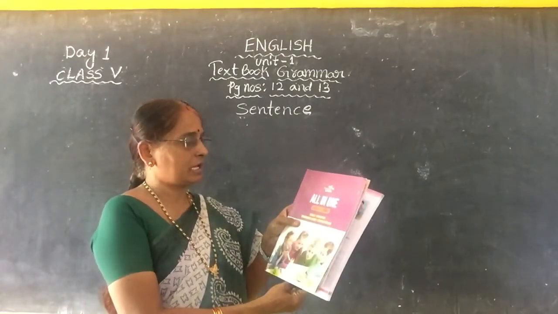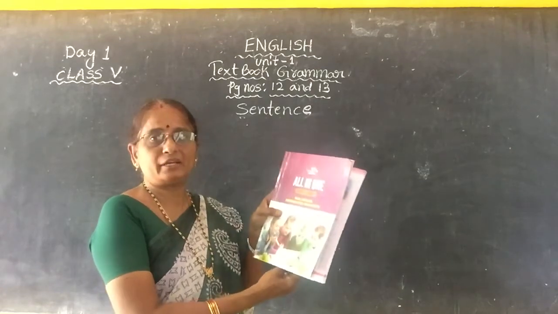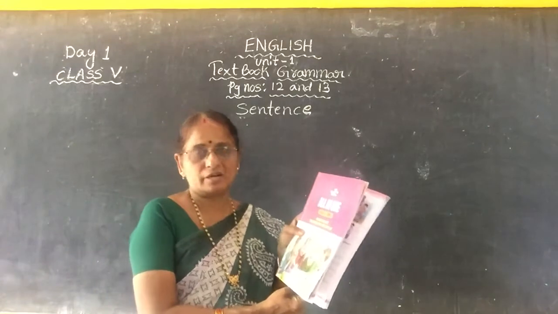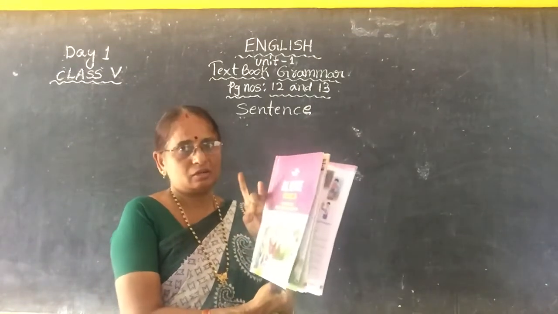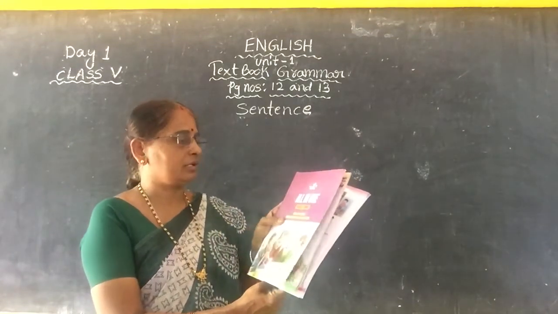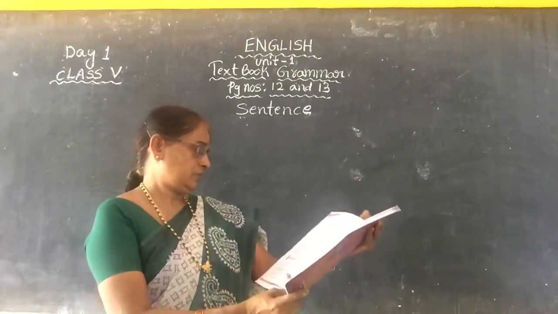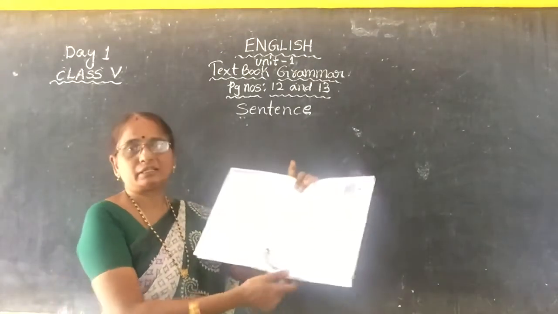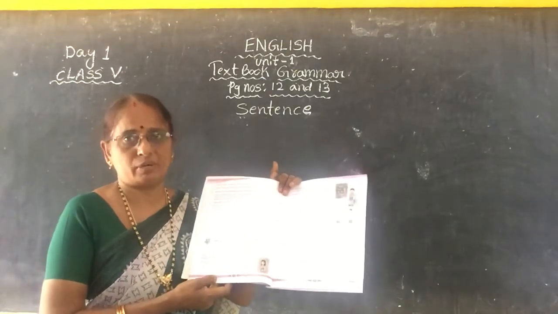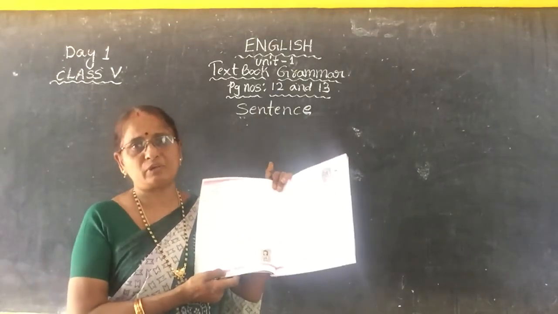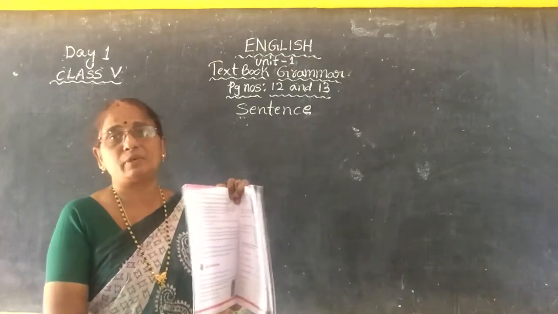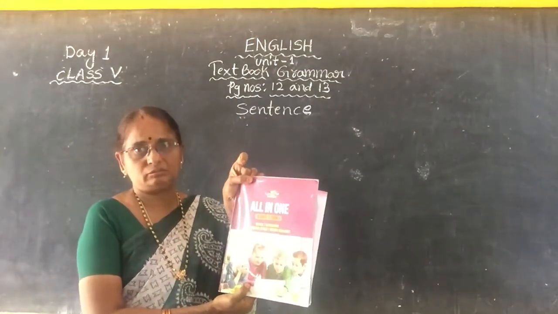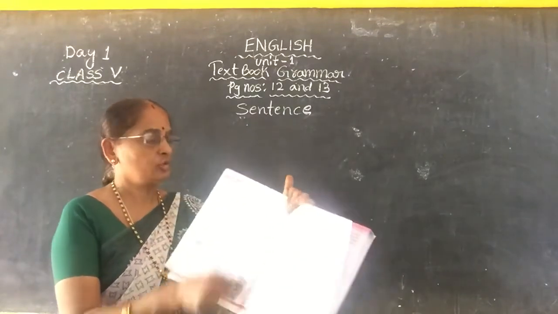In this all-in-one class 5, how many subjects are there? English, mathematics, environmental studies and general knowledge. 4 subjects together is term 1. Okay, all-in-one. The first lesson the teacher already explained. Now in page number 12 and 13, there is a textual grammar. Separately we have a grammar book called Functional English Grammar and Composition, and this is our textbook all in one, term 1, unit 1.